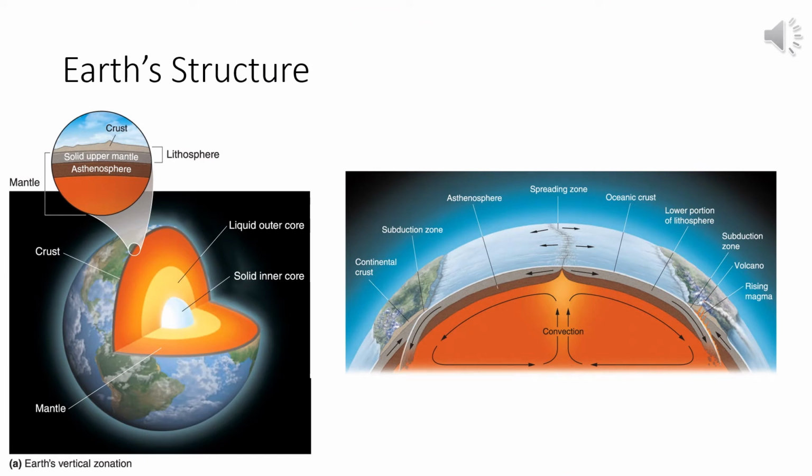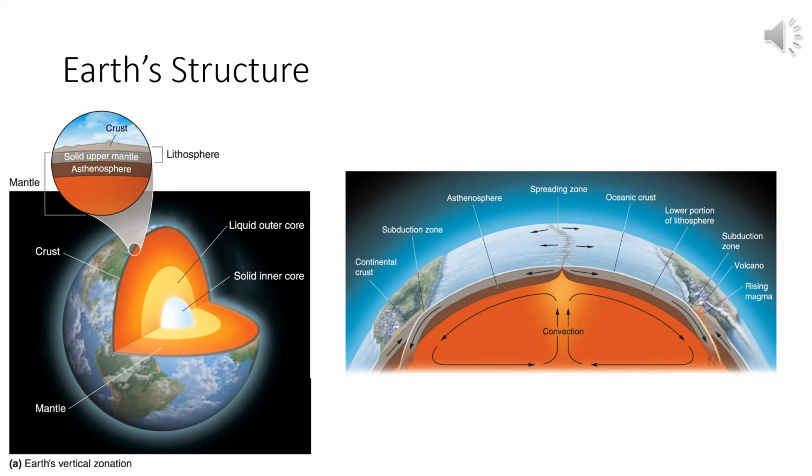Let's take a look at Earth's structure. When we talk about the structure of the Earth, we are talking about three major components: the core, the mantle, and the crust. The crust is the area where we reside, and it is made up of the lithosphere and the asthenosphere. The lithosphere is the solid piece. The asthenosphere is the top portion of the mantle that has a kind of plastic consistency. It is on that asthenosphere that the plates that make up the crust sit.